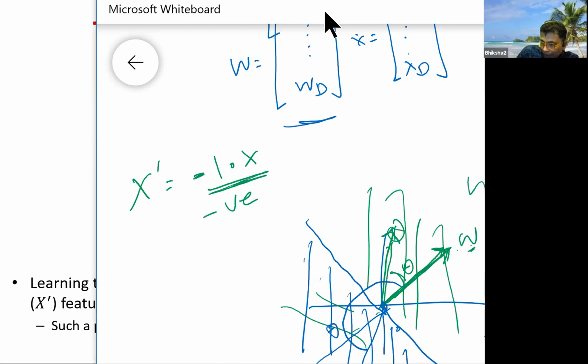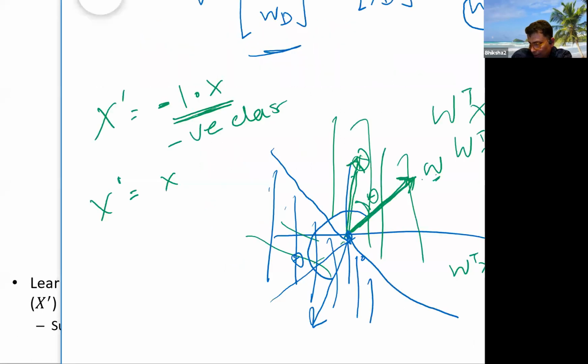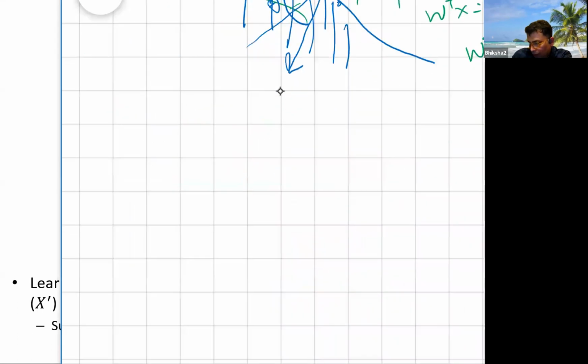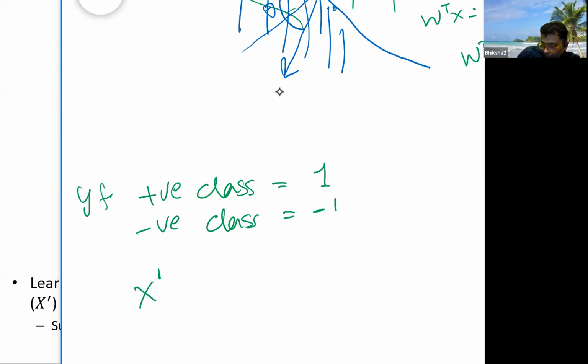This I will only do for the negative class. And for the positive class, I'm going to say x prime equals x. So the red points stay on the red side, only the blue points get reflected. So I can generically write, if I use a notation of positive class equals +1 and the negative class equals -1, then the y for the positive class is +1 and for the negative class is -1, then I can just say x prime equals yx. This is the input, and this is the class label.